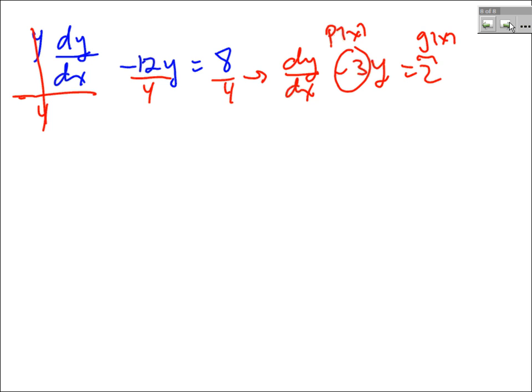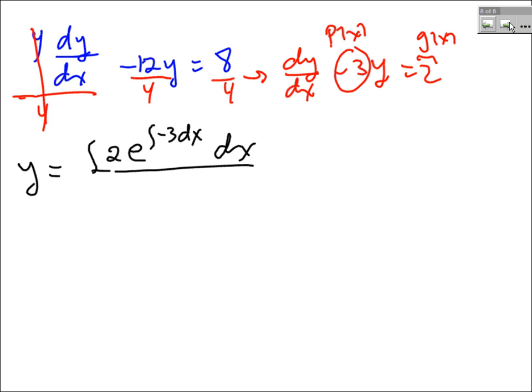Okay, I know the formula. I know that y is equal to the integral of g of x times e to the integral of p of x dx, over e to the integral of p dx. So let us solve this integral.